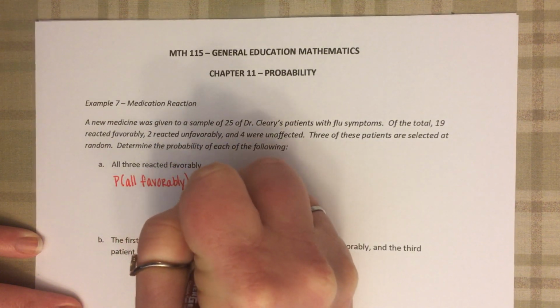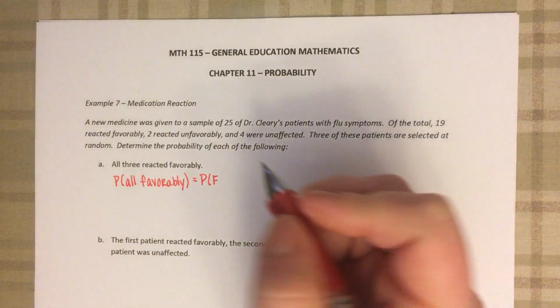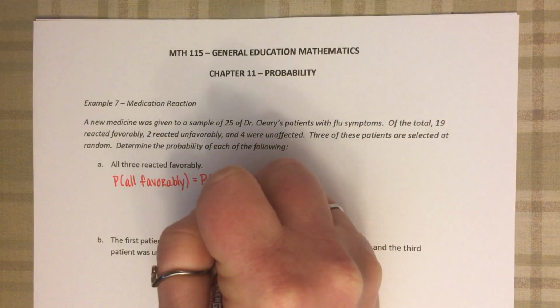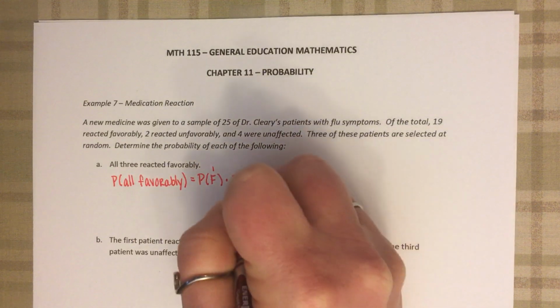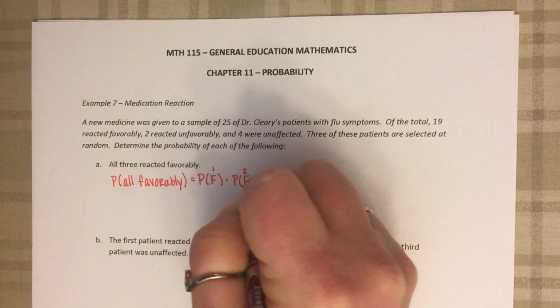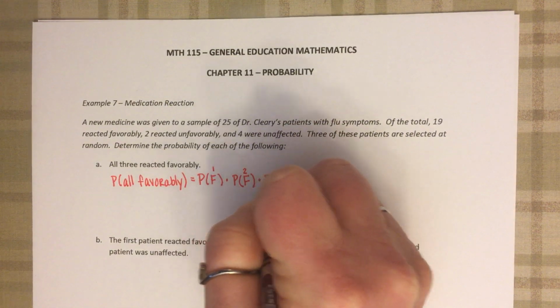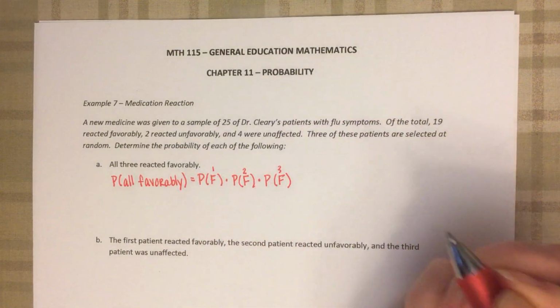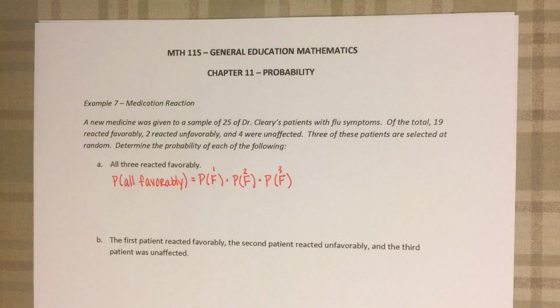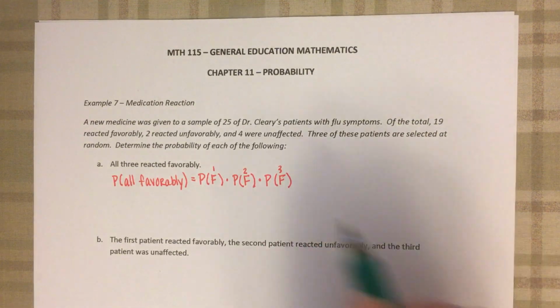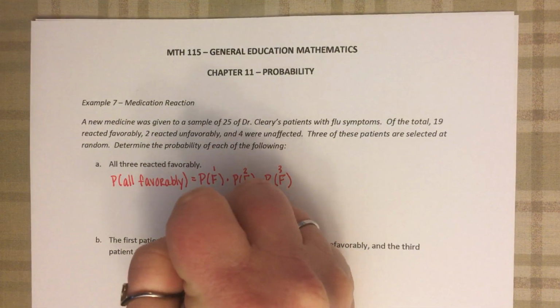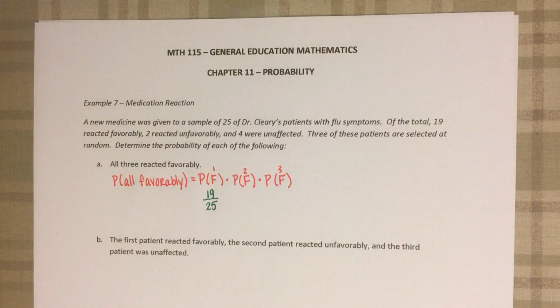So that means we're going to take a probability of our first person reacting favorably times our probability that person 2 reacts favorably, and person 3 reacts favorably. Looking at these probabilities then, in our total, it's told that 19 reacted favorably. So we're going to start by taking 19 out of 25. Now the way that this one is set up, we're going to assume that we are not going to replace these people. We want to select 3 different people, not 3 of the same people over and over again.